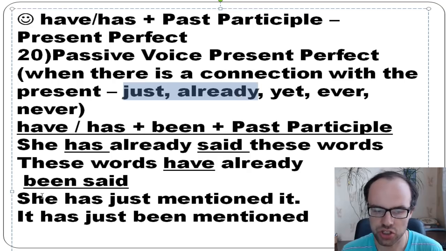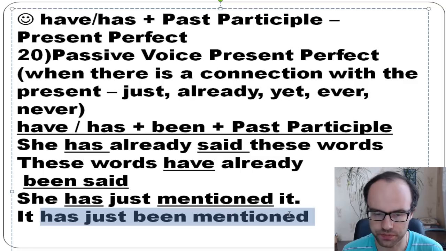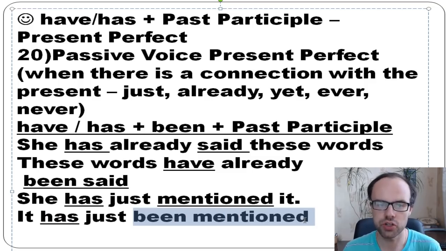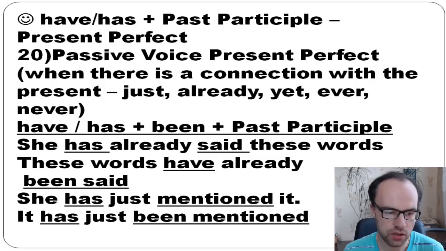Okay, she has just mentioned it, so it's present perfect, has mentioned, and we see just in the middle. Or it has just been mentioned. Has been plus past participle. Mentioned is the third form. It has just been mentioned. Good.